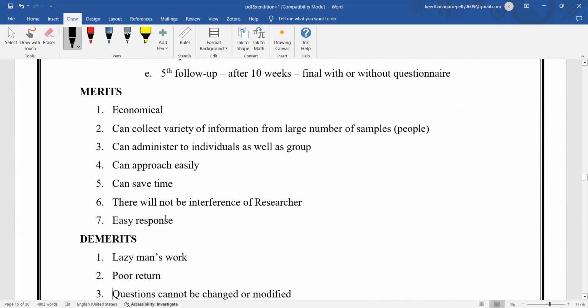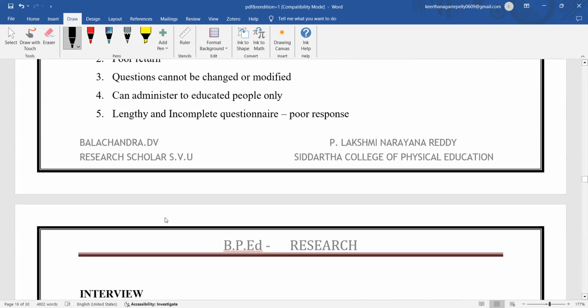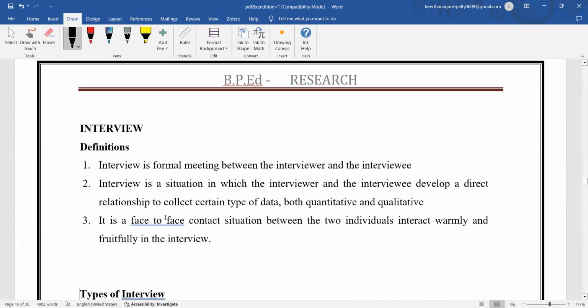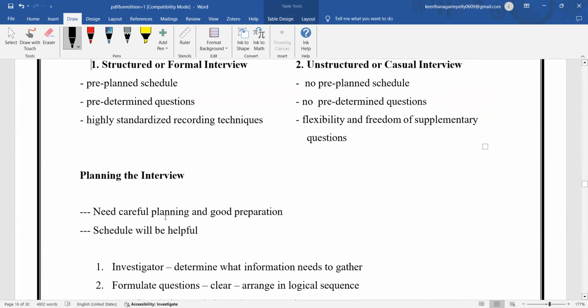And merits and demerits are also given. Merits and demerits, don't get confused. Merits are benefits, and demerits are drawbacks. Now the interview method. An interview is a formal meeting between the interviewer and the interviewee. So they meet directly, face to face.